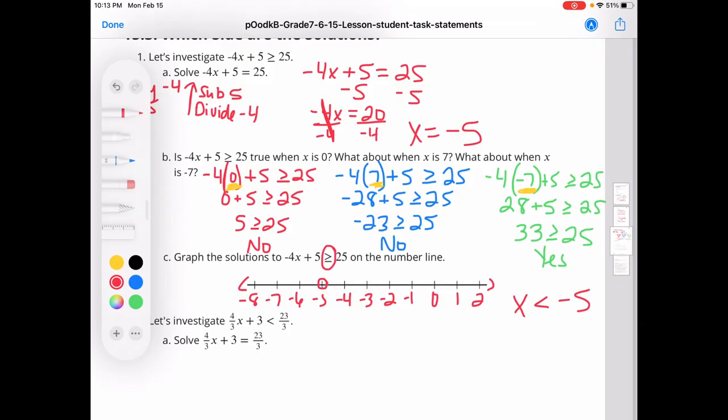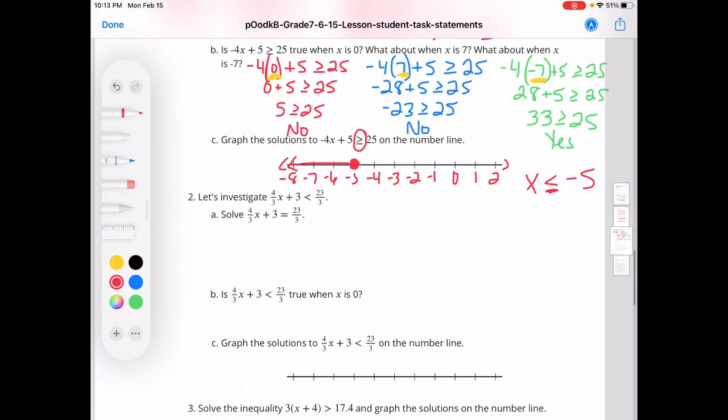But since it says or equal to, then I know it can also be or equal to, which tells me that my circle would need to be filled in because negative 5 is also a solution for this inequality. So I need to fill my circle in, and my arrow would point to the left because any number to the left of negative 5 or less than negative 5 would also be a solution to this problem.